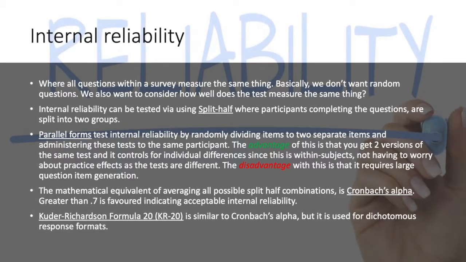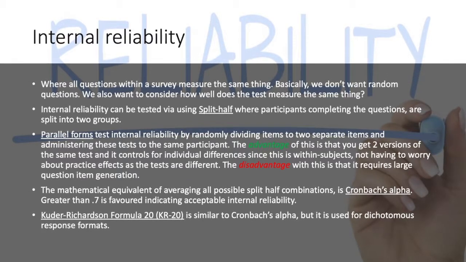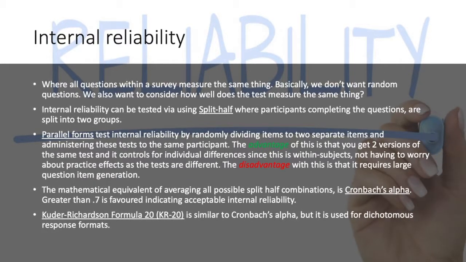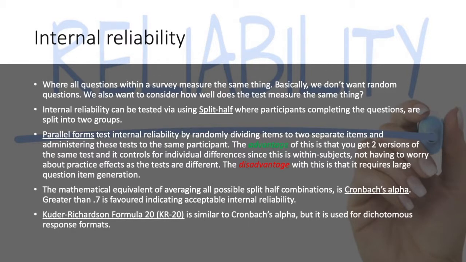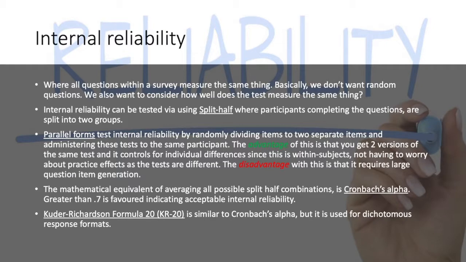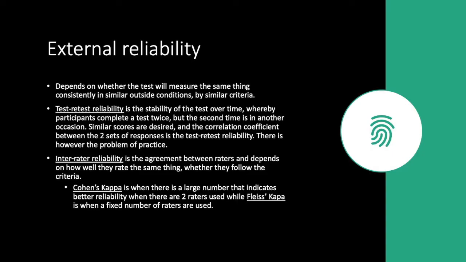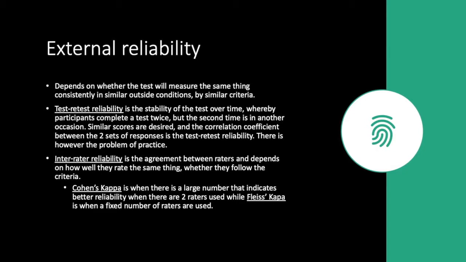The mathematical equivalent of averaging all possible split half combinations is Cronbach's alpha. Greater than 0.7 is favored, indicating acceptable internal reliability. Kuder-Richardson Formula 20, KR20, is similar to Cronbach's alpha, but this is used for dichotomous response formats. External reliability depends on whether the test will measure the same thing consistently in similar outside conditions by similar criteria.